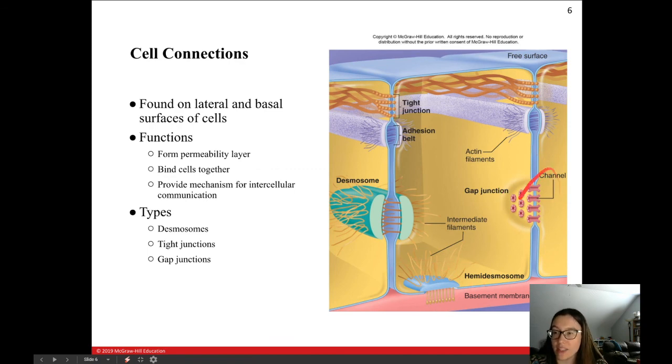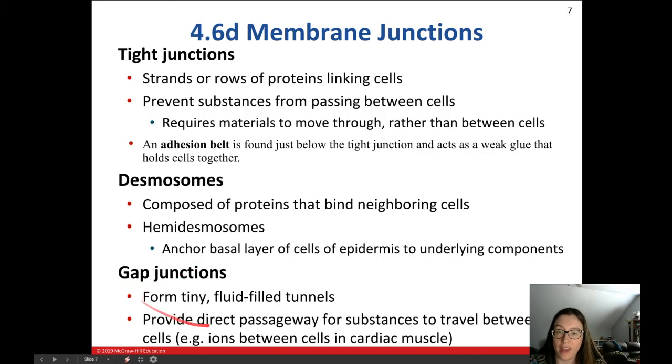And then finally we have these gap junctions. These gap junctions are really important. They actually form tiny fluid-filled tunnels in between the cells. And so our intracellular fluid can move from one cell to the other. It provides a direct passageway for substances to travel between cells. And this is really important because we can have ions moving between the cells in our cardiac muscle. This is one of the things that helps all the cardiac muscle cells beat at the same time in a rhythmic, coordinated fashion.